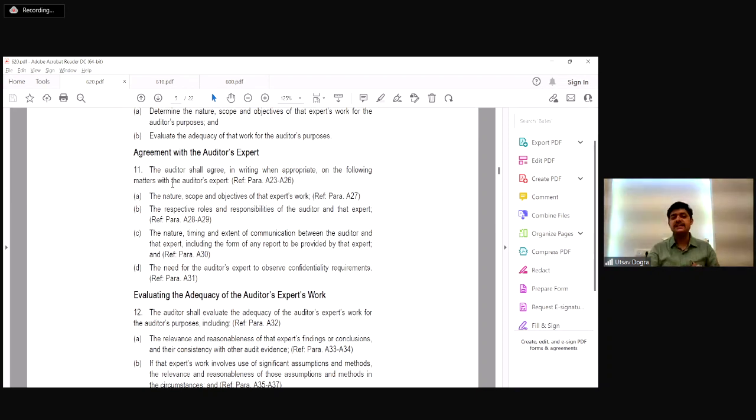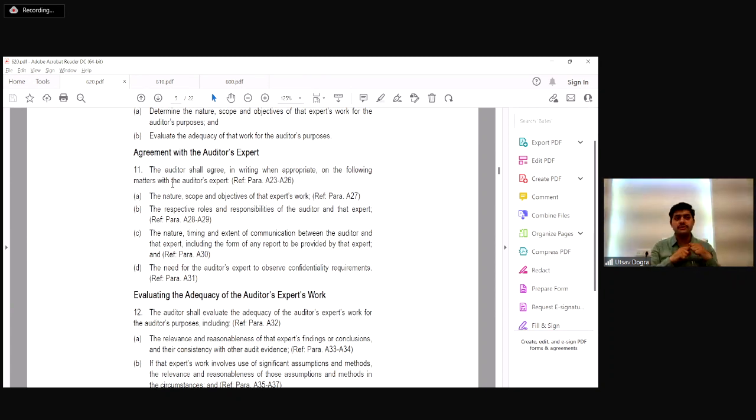The auditor shall agree in writing, when appropriate, on the following matters with the auditor's expert. First is the nature, scope, and objective of the expert's work. What is going to be the nature of the job, what is going to be covered in the scope, and what are going to be the objectives of the findings that are being used.